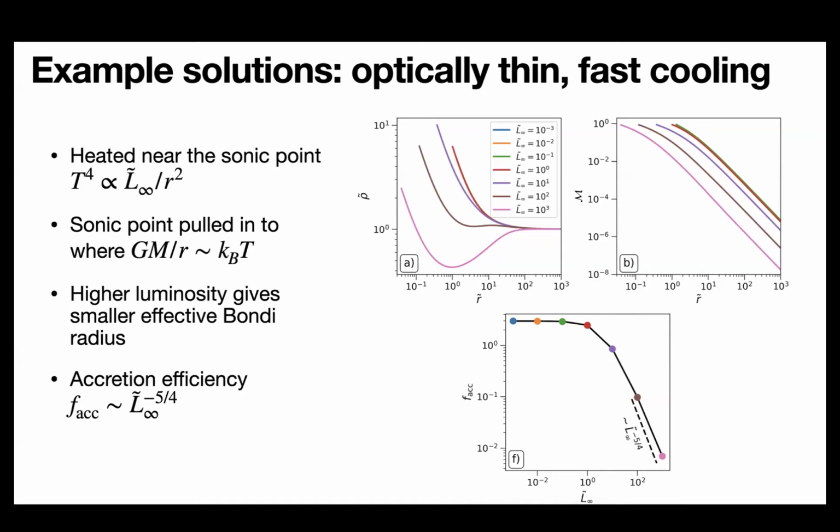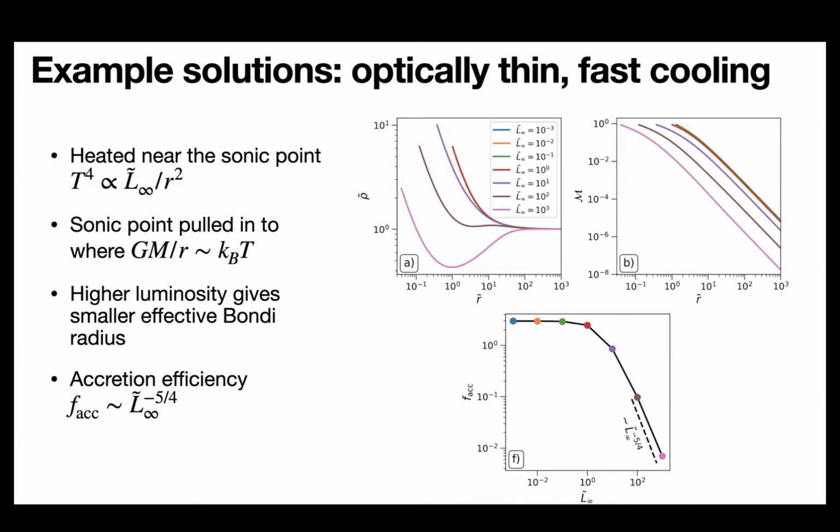For each of these different luminosity curves, I've also plotted the F accretion factor, or the accretion rate, in the bottom panel as a function of the luminosity. And we can see as we crank luminosity higher and higher, this F accretion sort of tanks, and we get a much lower accretion efficiency than what would otherwise be determined from just adiabatic Bondi accretion.